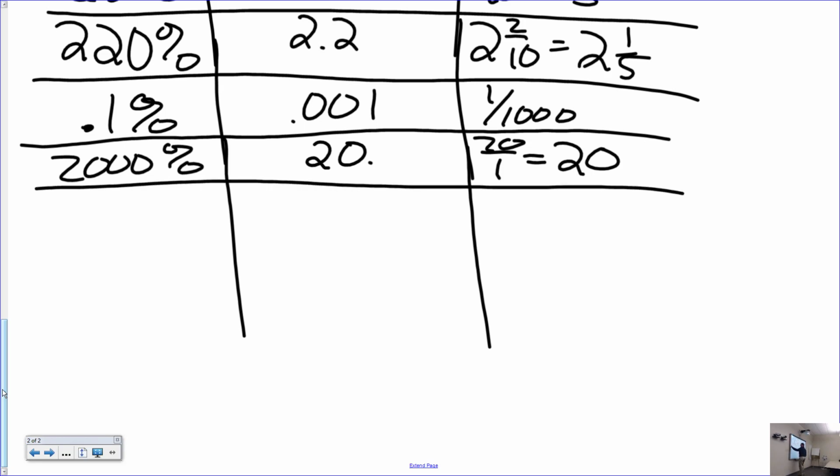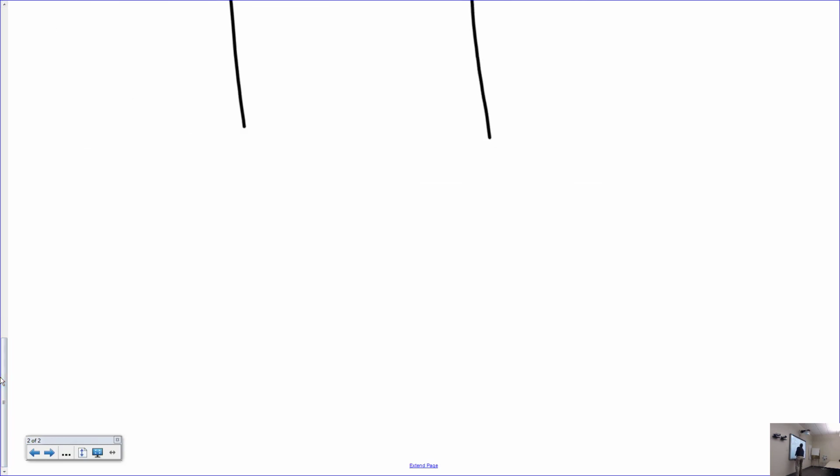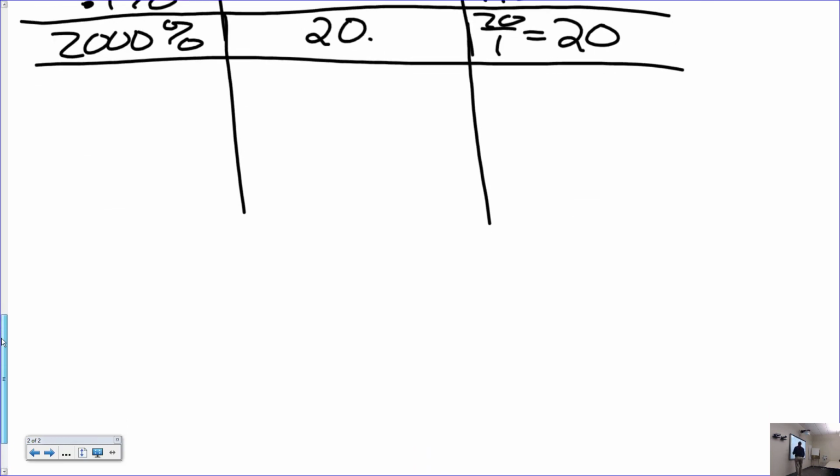Alright, so those are working with the decimal column. Now let's work with the fraction column. Fractions, yay. So suppose I gave you 13/80ths. Please remember, folks, that for the next test, you get to use your calculator 100% of the time.